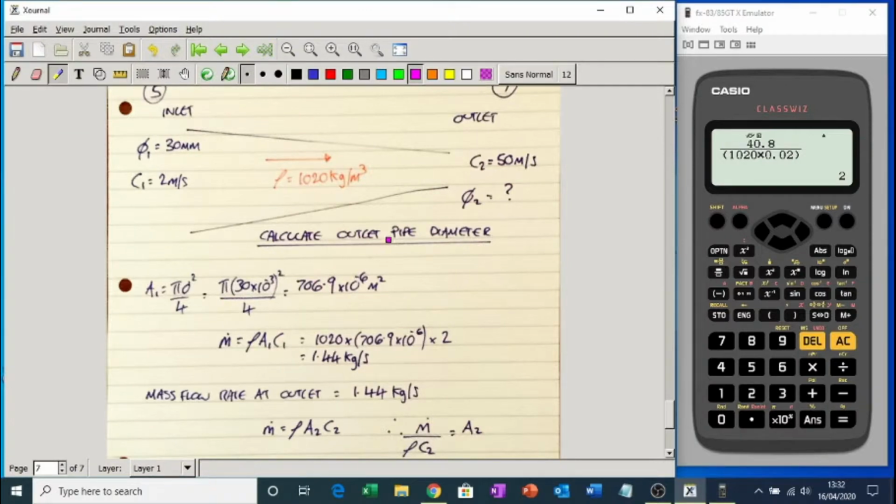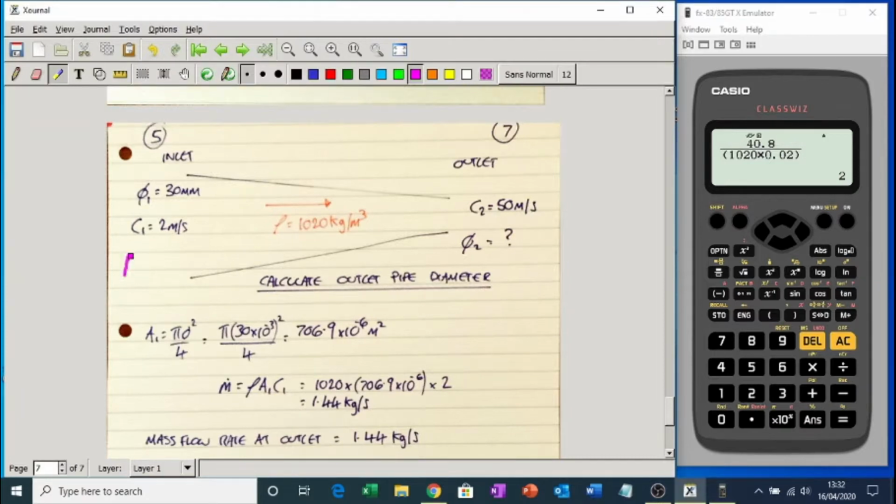So we need to calculate the outlet pipe diameter. Again, I'm going to work out the mass flow rate here first. I can do it here because I know the area and I know the speed. Once I know the mass flow rate, I can then use the formula to find the area, because I know the speed over here and I know the density. If I can find A2, I can then work backwards to find the diameter, because I know area is pi d squared over 4.